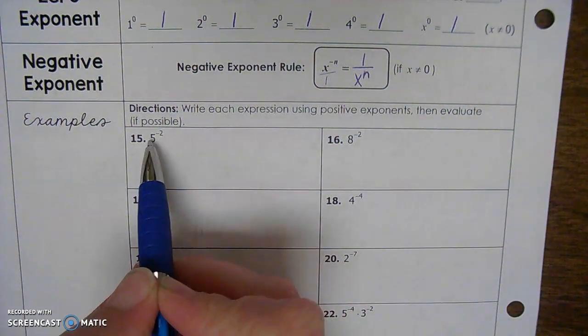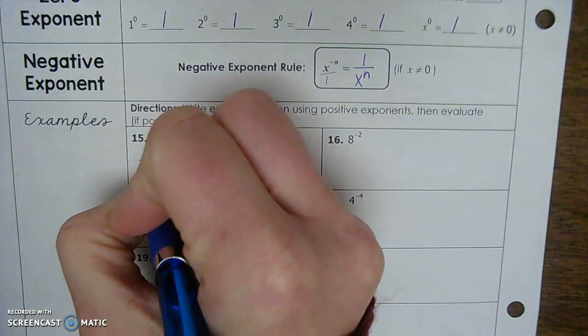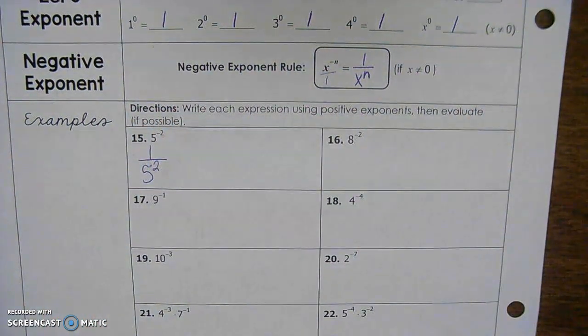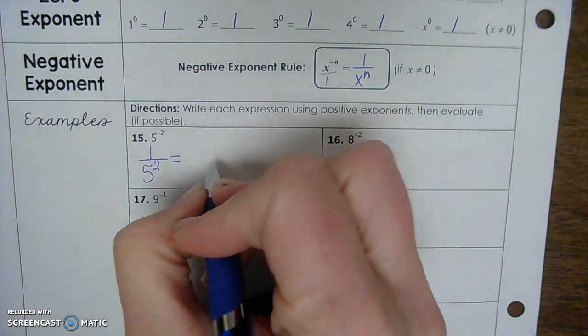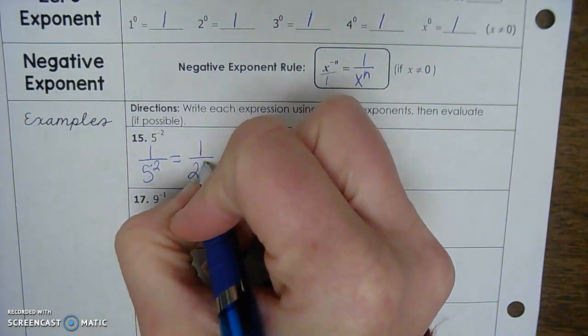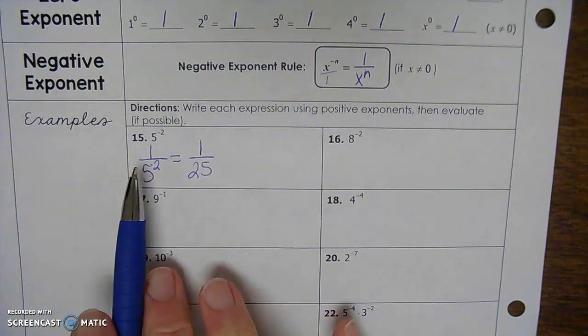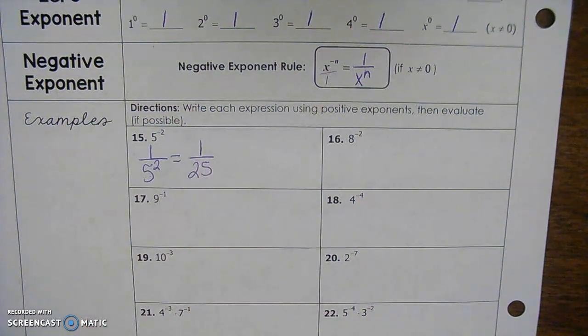All right, so 5 to the negative 2 becomes 1 over 5 to the positive 2. That's how it becomes a positive exponent. So what it means to evaluate then is 1 over 5 squared is 25. So 1 over 25 is what your official answer would be, but you do need to have both of these.